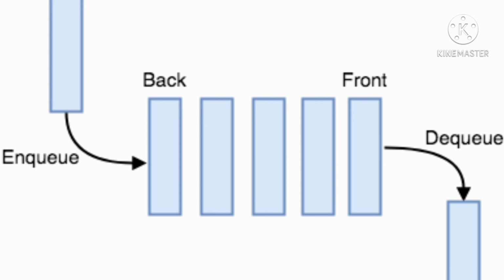See here enqueue and dequeue. I already told you, but again I am repeating here. Enqueue means adding the element and dequeue means deleting the element in the queue. See here, enqueue is adding, dequeue is deleting. Look like this.